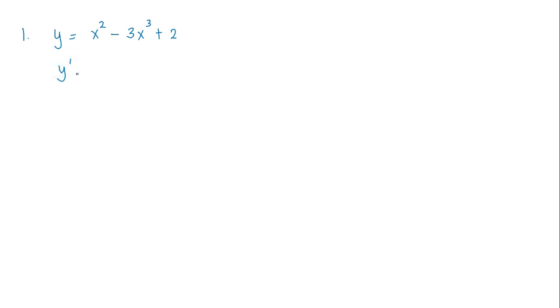Gagawin natin, kukunin lang natin ang derivative ng bawat isa. So first, x squared, ibababa lang natin yung 2, and then 2 minus 1 is 1. So we will not write 1 anymore. Minus 3, kokopyahin yung 3, and then ibababa yung 3, and then ang matitira sa exponent ay 2 na lang kasi 3 minus 1 is 2, and then the derivative of a constant is 0, so we will not write 0 anymore. So rewriting, we have 2x minus 9x squared, and this is the derivative of y.